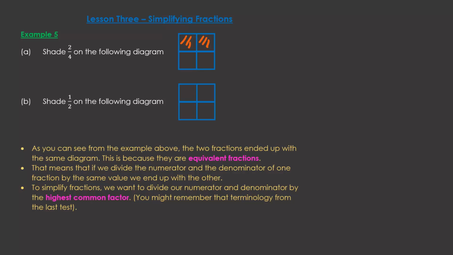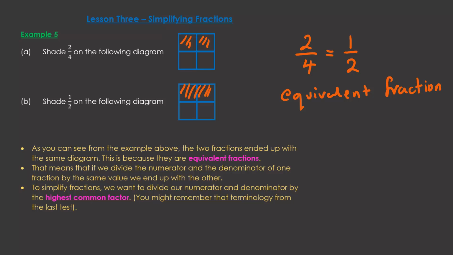Shade a half on the following diagram. Well, I'm going to just shade the top half. And we can see they're the same. So it follows that 2/4 is the same as a half. These are known as equivalent fractions. We'll talk more about that in a second.